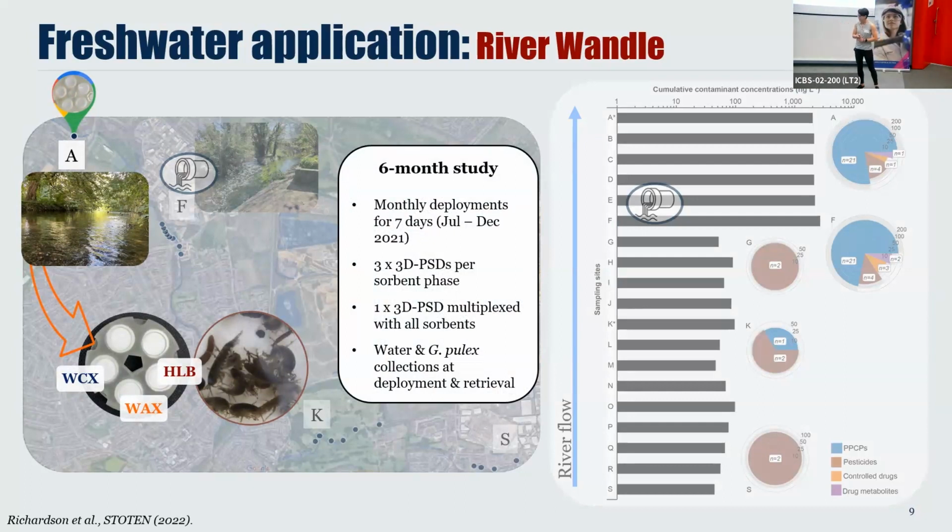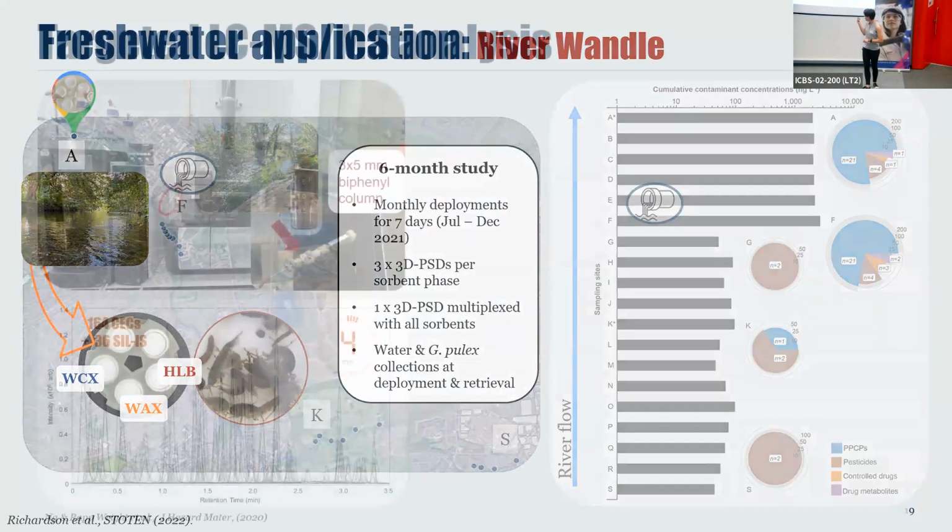Gammarus pulex is an amphipod freshwater shrimp that is a benthic detritivore, and these are basically an excellent indicator of river health. If you ain't got these in your river, something is wrong with your river.